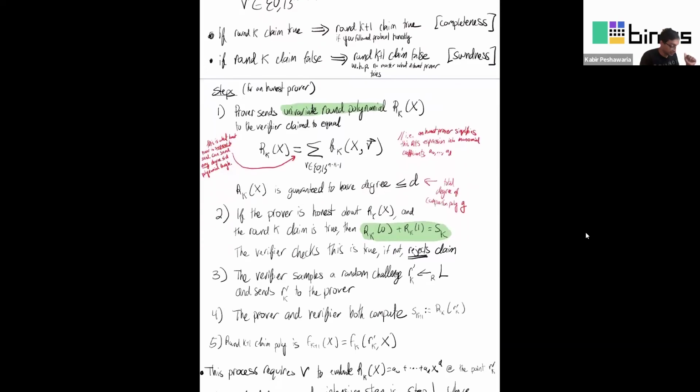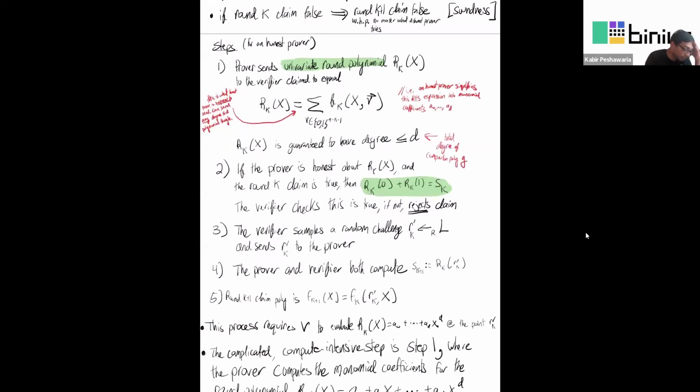So let's now talk, at a high level, about what a round of Sumcheck is. A round of Sumcheck works like this. Step 1, the prover sends a univariate round polynomial, one variable, to the verifier, claimed to equal this.